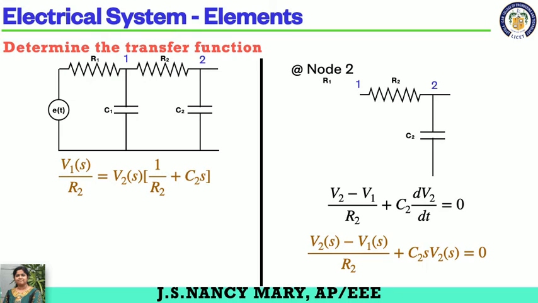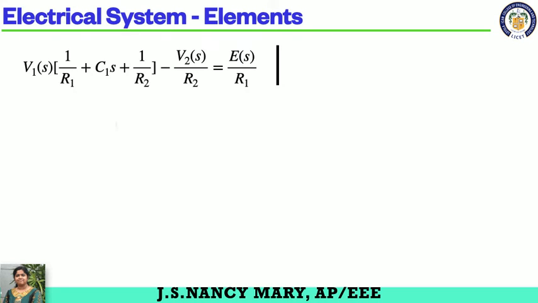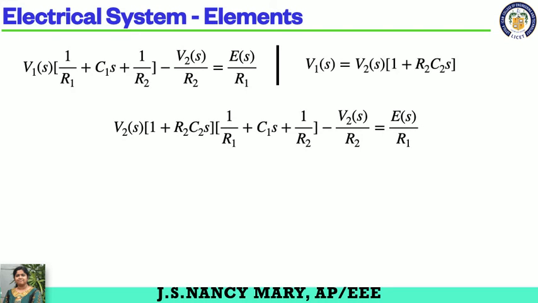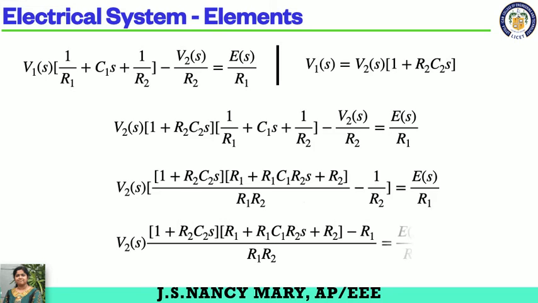Now you write what is V1 of S. It's nothing but you have to take your R2 to the right side. So when I'm taking the R2 to the right side, I'll be getting V2 of S into 1 plus R2C2S. So now this is my first equation, and that's my second equation. Substitute both the things. Instead of V1, you substitute V2. So after substituting and after taking your common terms outside, you will be getting the final equation like this.